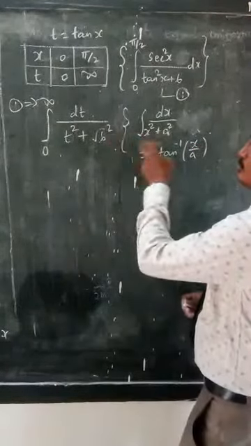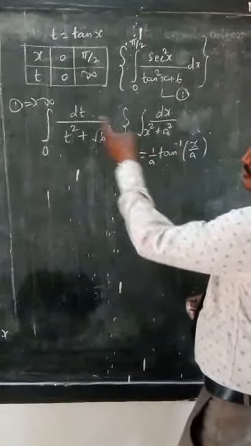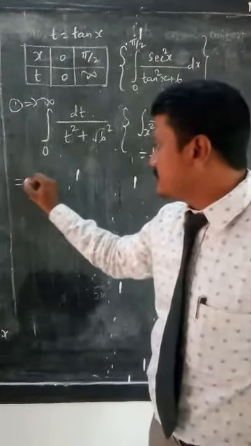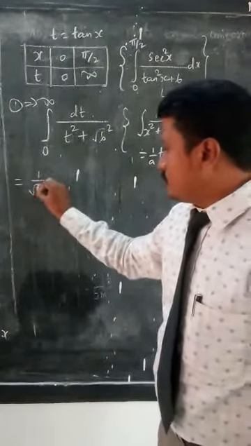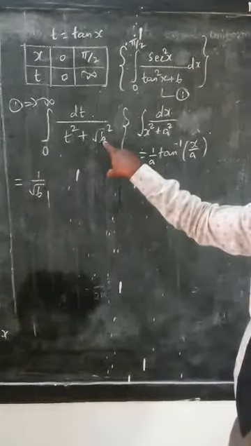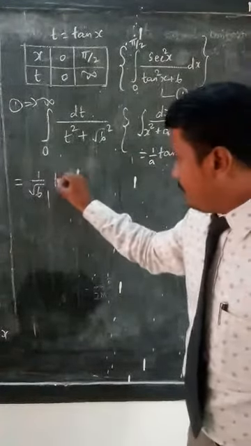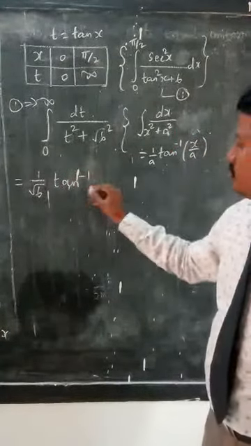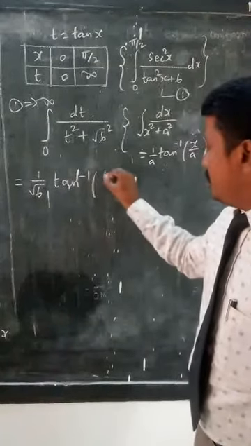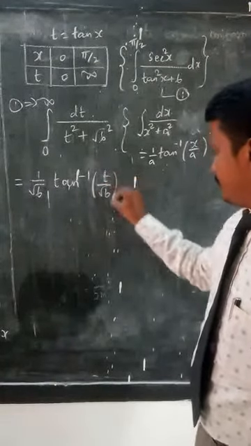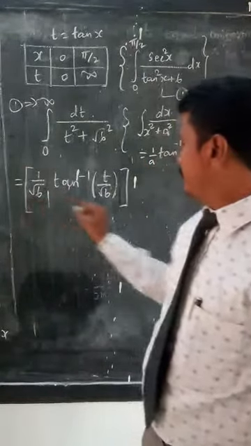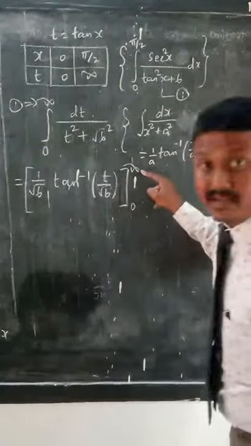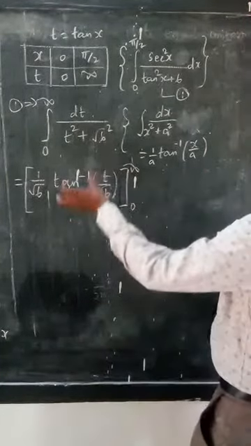You just compare these two. This is dx by x square plus a square. This is dt by t square plus root 6 whole square. So using the formula, this is equal to 1 by root 6, that is 1 by a, where a is root 6, times tan inverse x by a. Here x is t, so t by root 6. And the limit is from 0 to infinity, this is the lower limit and this is the upper limit. So we have integrated and written it like this.